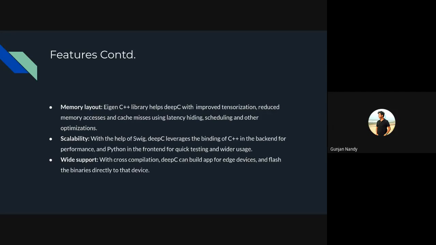Let's continue with the feature section. The memory layout is constrained by the Eigen C++ library, which is highly optimized with improved tensorization, reduced memory accesses, and cache misses, and those features. As we are using the popular Eigen library, we can say that our tensor class is quite optimized. Scalability: we are using SWIG as a binding between Python and C++, so that in the backend you can enjoy the performance, while in the front end you can use Python for quick testing and you can use it for wider usage. So another thing is wide support.